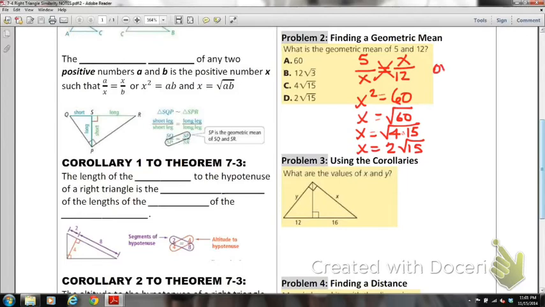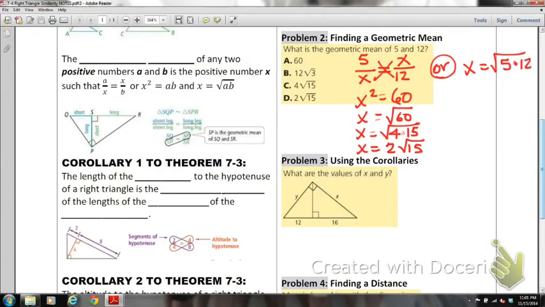Or I could have taken that definition of a geometric mean that we have over on the right, that just says the geometric mean of any two positive numbers a and b is the positive number x, such that x is the square root of the product of those two numbers. So I could have just immediately said that x is the square root of the product of 5 and 12.